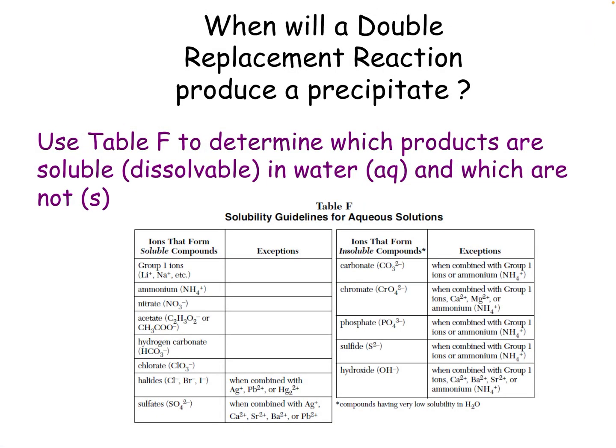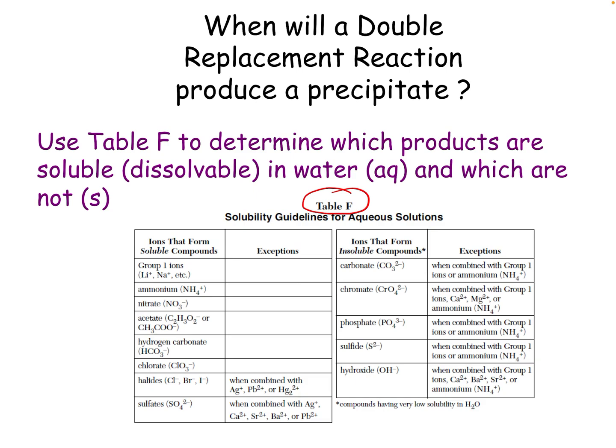Okay, so this is when will a double replacement reaction produce a precipitate? So remember, a precipitate is a solid, an insoluble solid that kind of rains down into solution. So we're going to use reference table F to determine that. We're going to use table F to determine which products are soluble, which means dissolvable, or not.